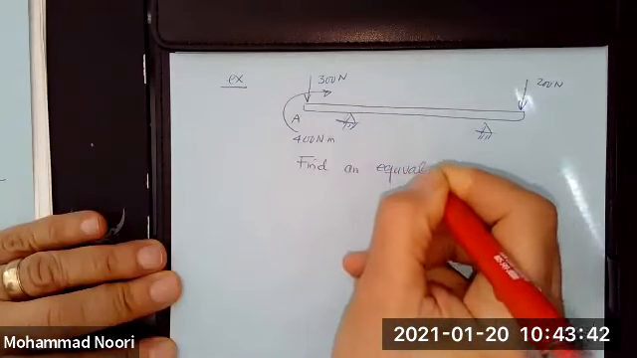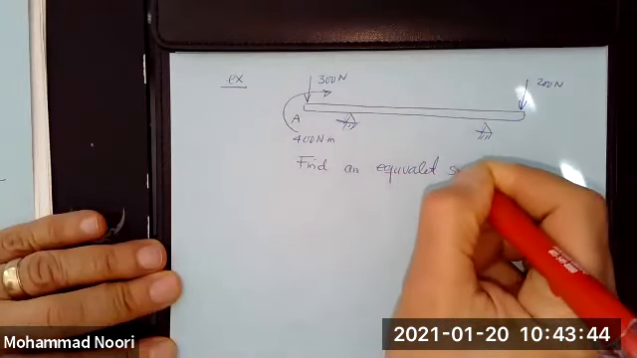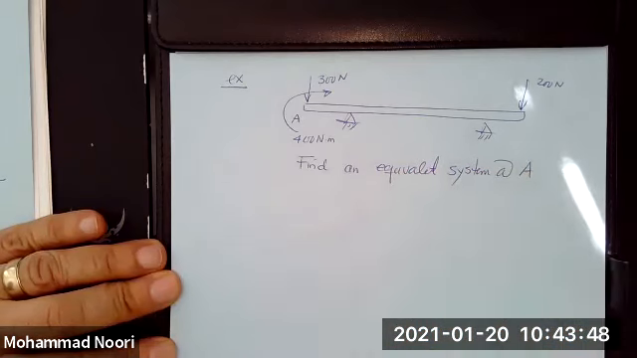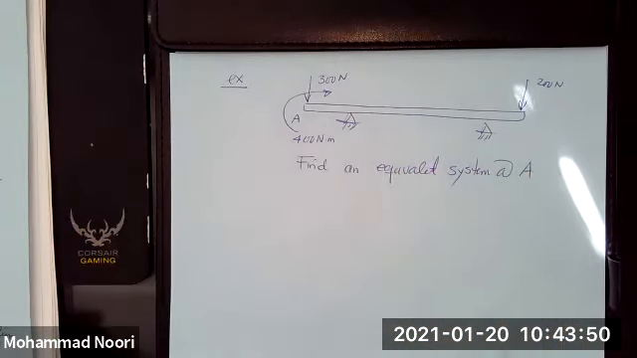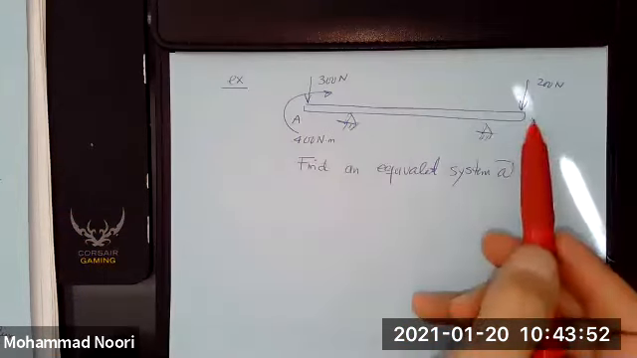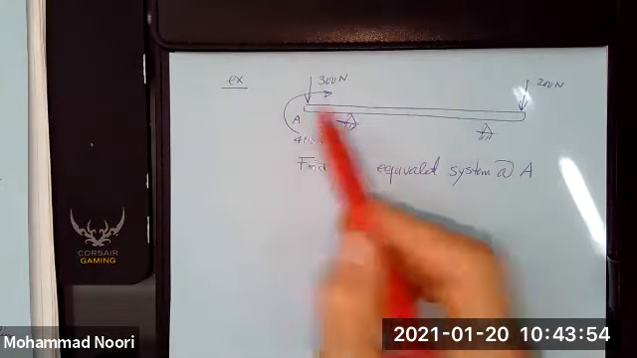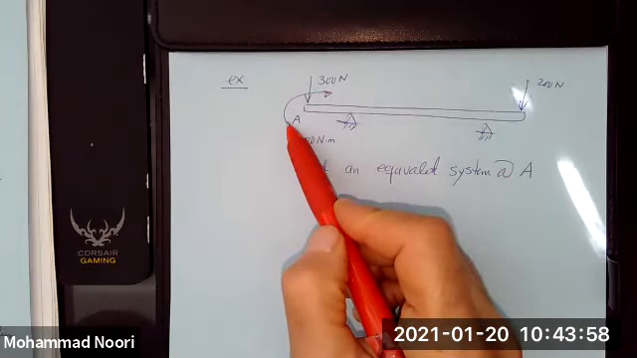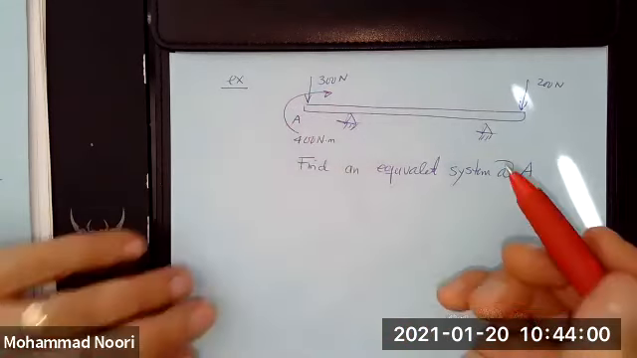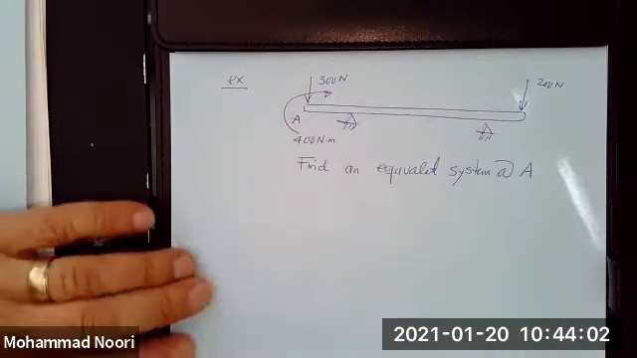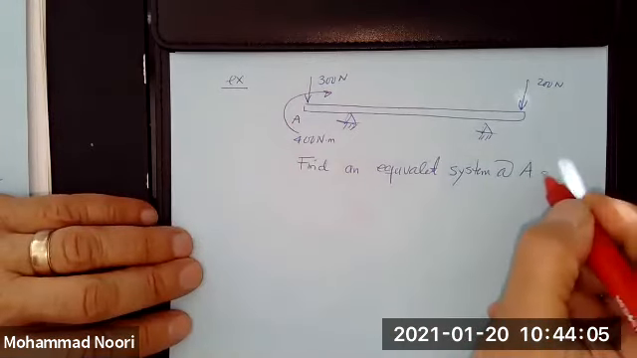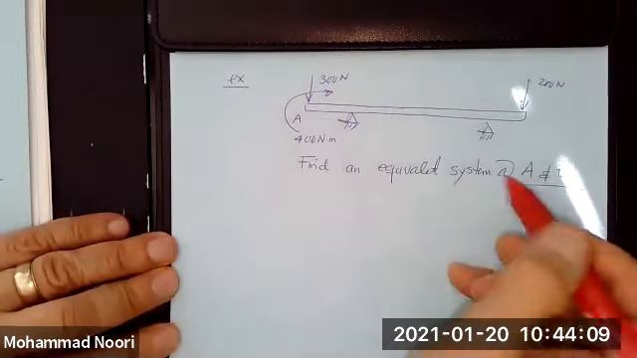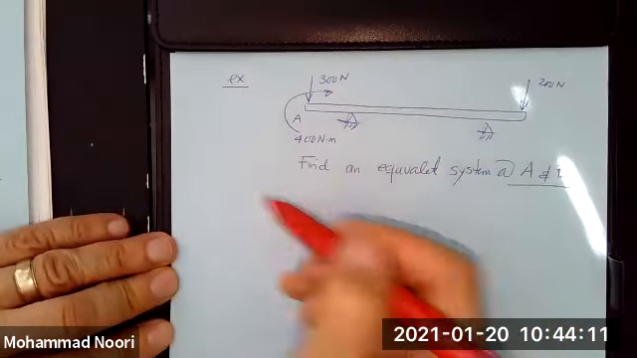What I want to do, and that's what the problem is asking, is to find an equivalent system at A. What does that mean? That means move everything you have, move it here. These two are already at point A. Actually, I would extend this problem: find an equivalent system at A and B. How about that? The first part is I want to move everything to point A.